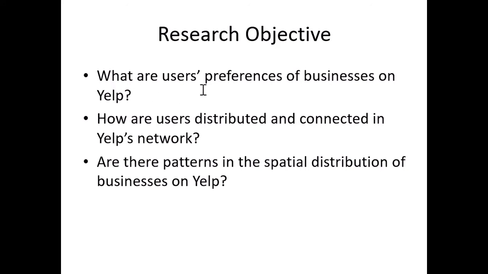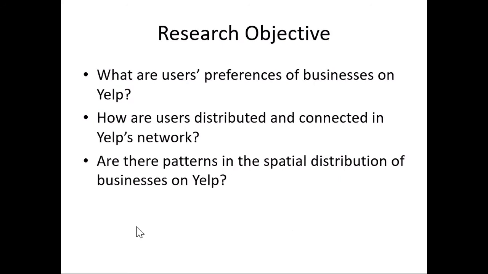First, what are users' preferences of businesses on Yelp? Second, how are users distributed and connected in Yelp's network? Third, are there patterns in the spatial distribution of businesses on Yelp? These three aspects cover pretty well the characteristics of the UGC on Yelp's network.